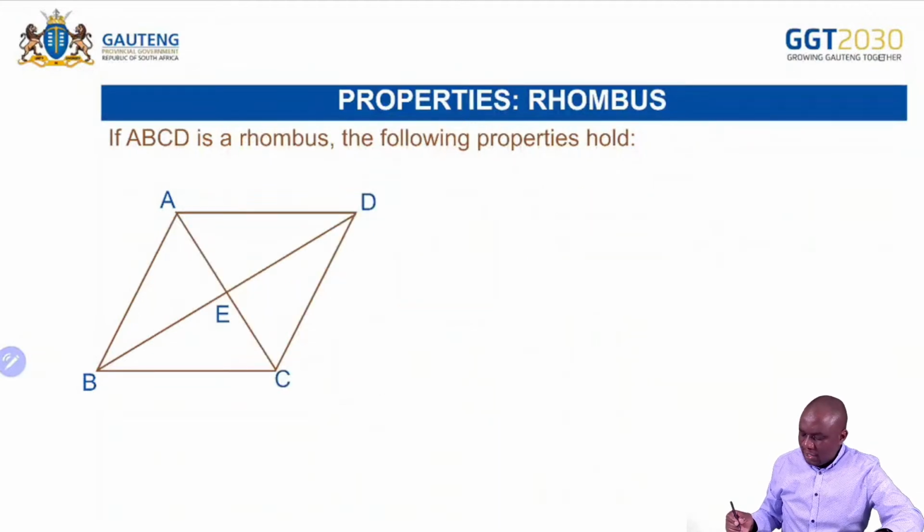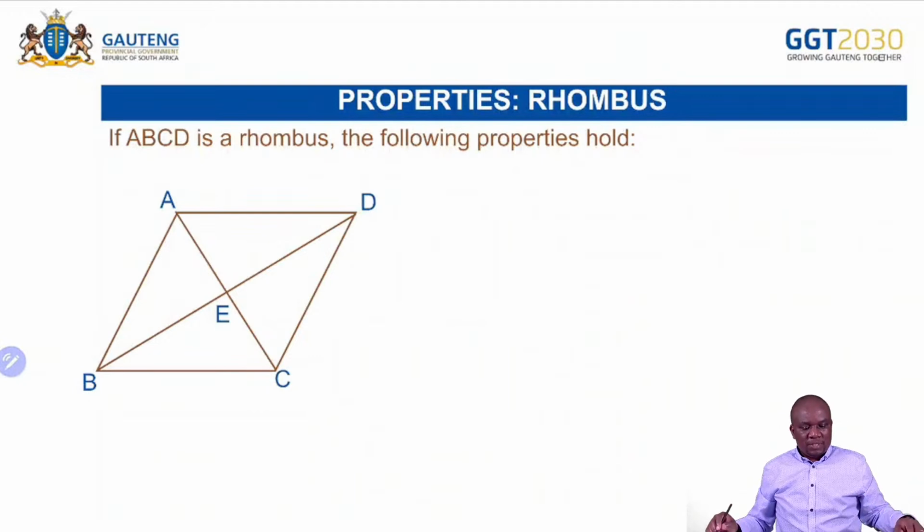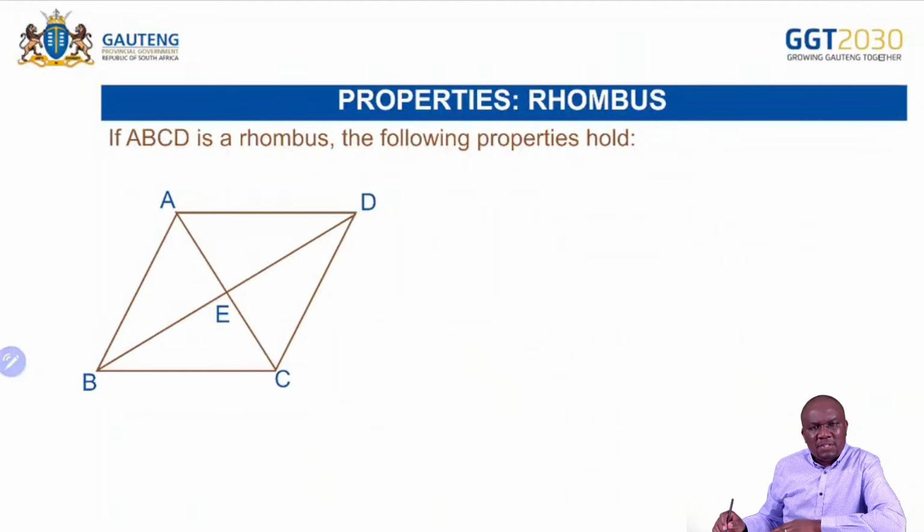Right, now we're done with the parallelogram. We're going to the next one, which is a rhombus. Some of the properties of a rhombus are just the same as the properties of the parallelogram because a rhombus is a parallelogram, okay? Right, so let's start with the first one. What can you say about the opposite sides of a rhombus? The opposite sides are parallel. The opposite sides are equal. Actually, for a rhombus, all the sides are equal.